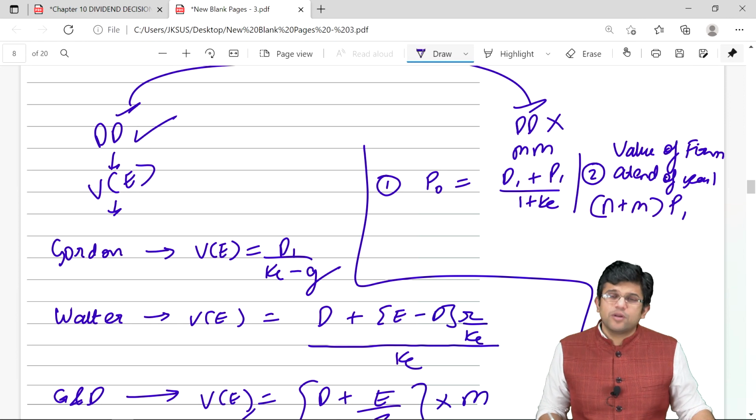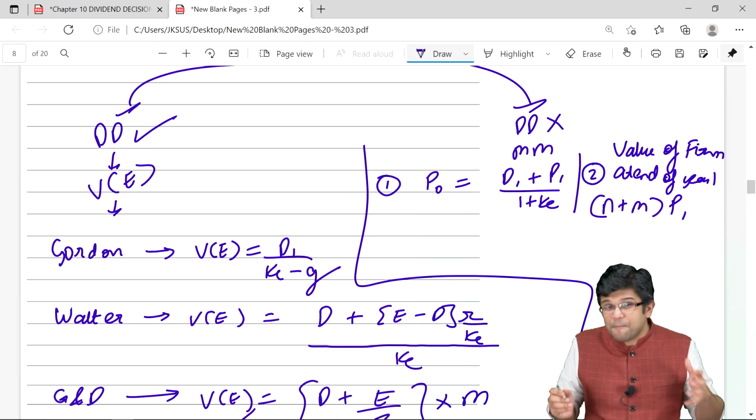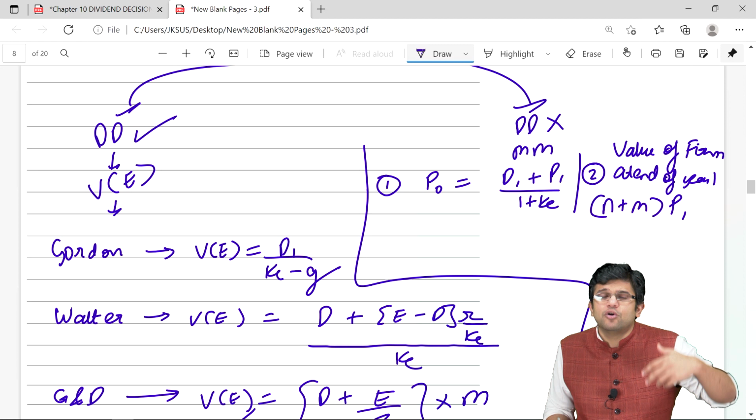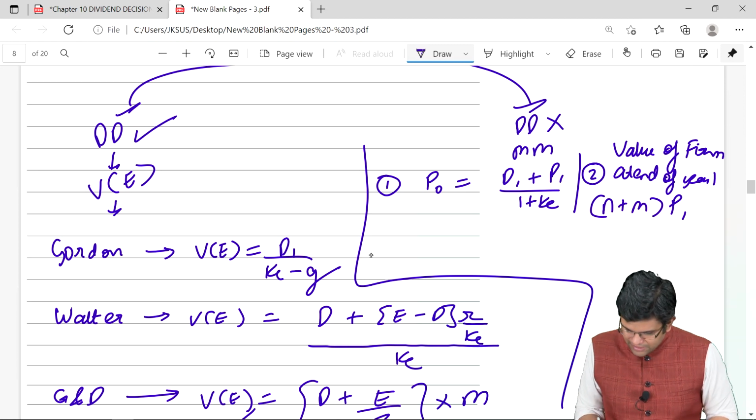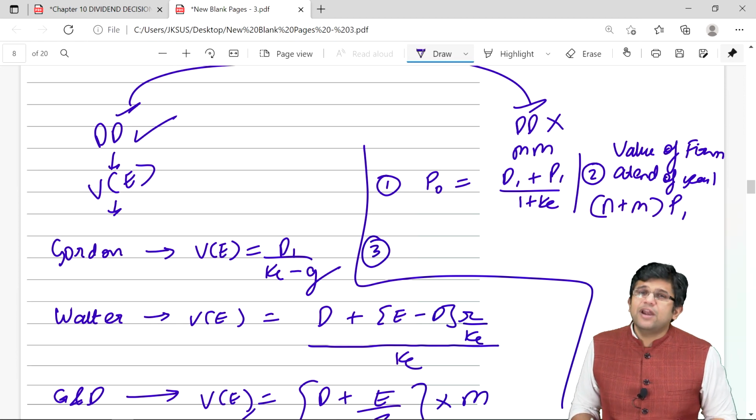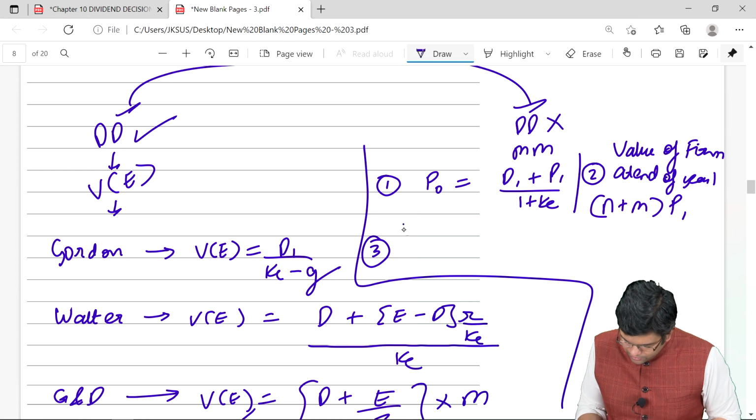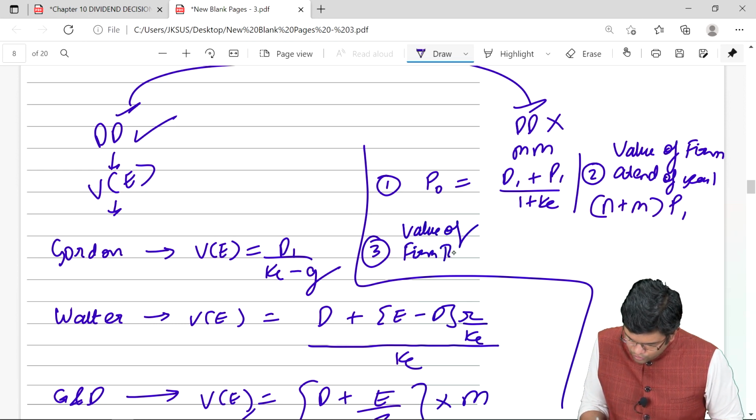Children, this is the formula for calculating the value of the firm as a whole at the end of year 1. And children, the third formula is the value of the firm today. So I'll write down here, value of firm today, okay.